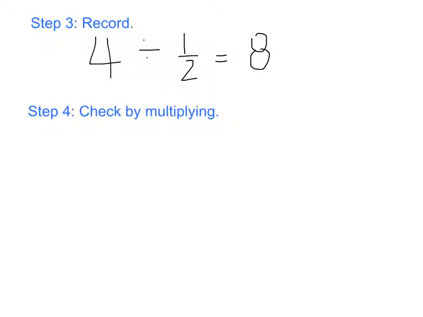Okay. Now, step 4 is to check by multiplying. How can I use a multiplication equation to check my answer, to see if 4 divided by 1/2 really equals 8? Vienna?